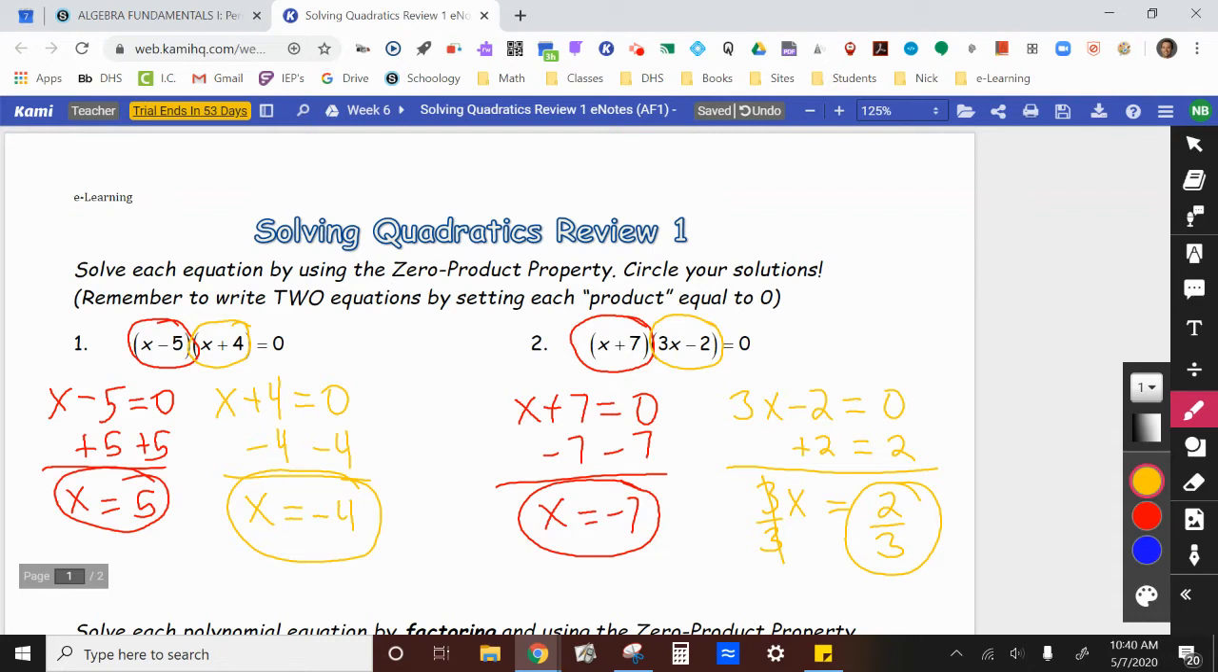In these first two examples, the problem was already factored for us, and we just had to set up our two equations and solve.